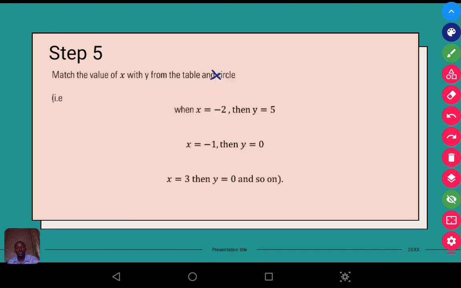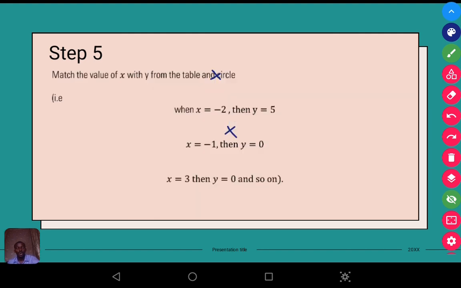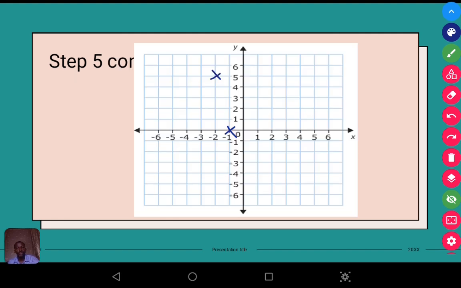Okay, the next one is when x is negative 1, y is 0. Okay, so negative 1 and 0. We consider here you have negative 1 on the x-axis, and then you have 0. So you just need to place your point here as negative 1 and 0. The next one is when x is 3. So on and on like that, you would match your x with your y-axis, and then you put a point there. Okay, so let's see what comes next.